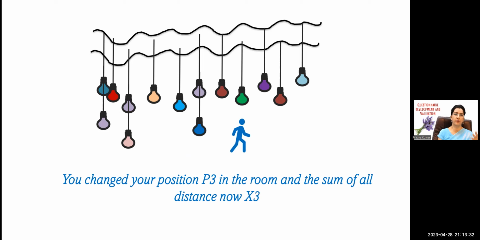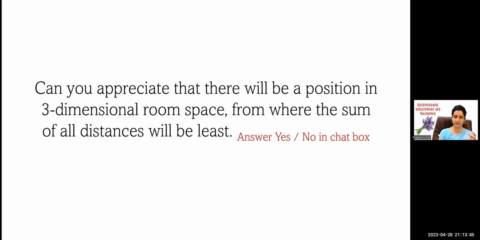Again, you change your position and you go to the position P3 and then sum all the distances now, and that would be X3. So there are three distances with respect to the three positions. So can you appreciate that there will be a position in this three-dimensional room from where the sum of all distances will be the least? Please type in the chat box, yes or no.